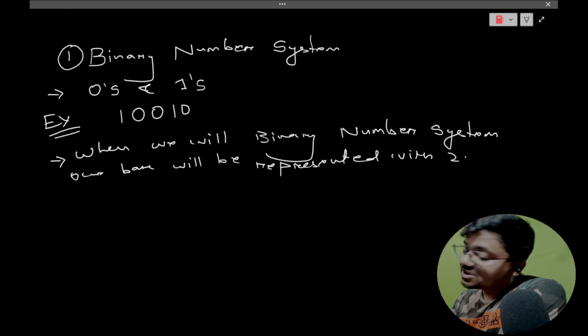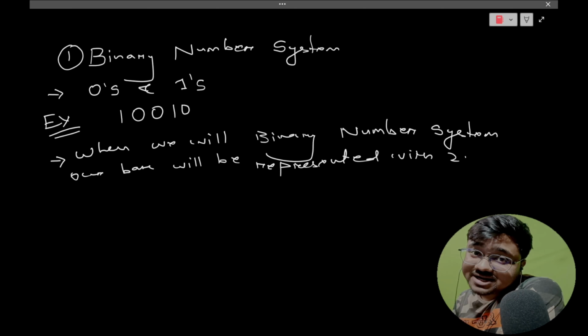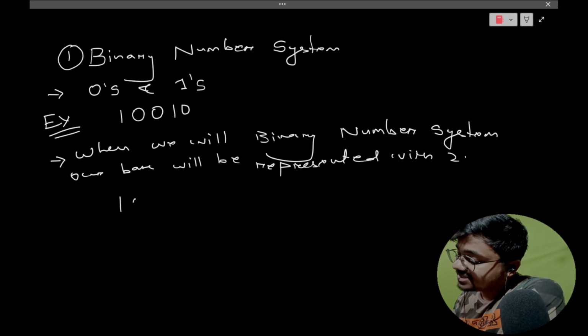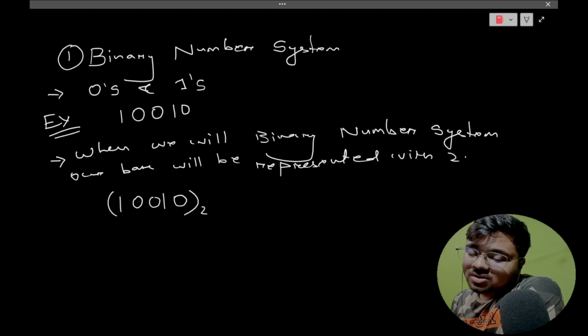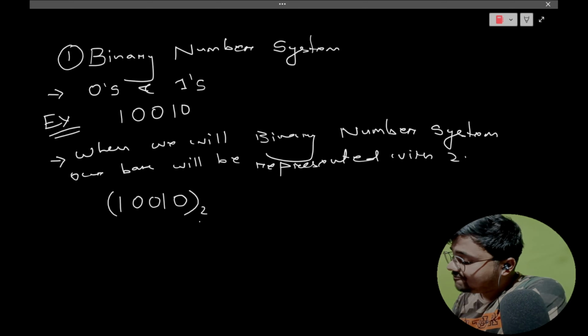As per the above example, let us write it in a proper binary form. It will be represented as 10010, and then the base will be 2. Why only 2? Remember, what types of digits do we have in our number system? Only 2, right? That is 1 and 0. That is why we have mentioned 2 here.